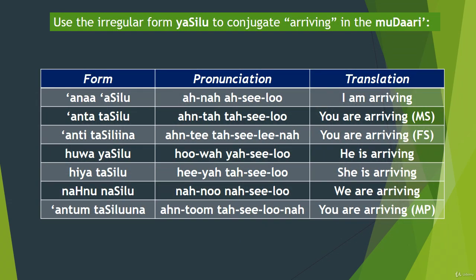Use the irregular form يصل to conjugate arriving in the مضارع.